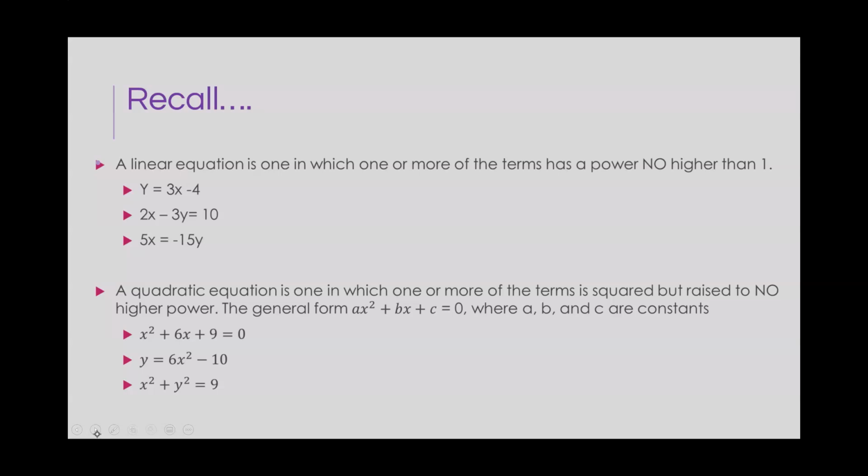So a linear equation is one in which one or more of the terms is a power no higher than 1, okay? And that's what you've been using. And then we're going to throw in some quadratics. A quadratic, just to refresh your memory, is one in which one or more of the terms is squared but raised to no higher power. So that's your ax squared plus bx plus c. Okay, so those are examples. I just want to refresh your memory because we've been talking about absolute values quite a bit.